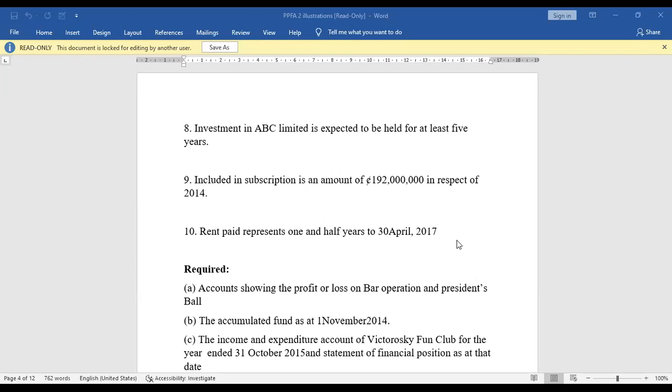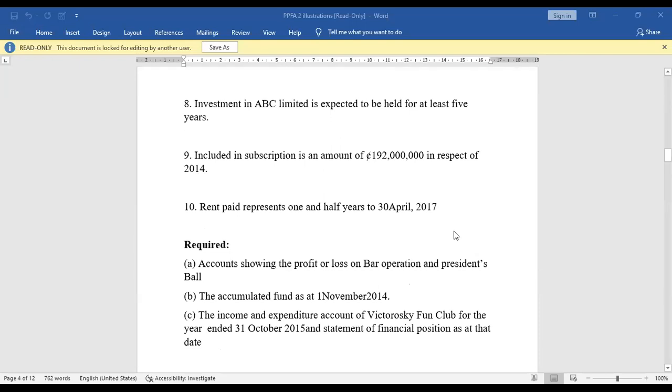So required: A. Prepare accounts showing the profit or loss on bar operation and president's ball. B. Show the accumulated fund as at 1st November 2014. And C. The income and expenditure account of Victorowski Fund Club for the year ended 31st October 2015. And also prepare the statement of financial position as at that date. So we'll go over to the Excel sheets for solution.